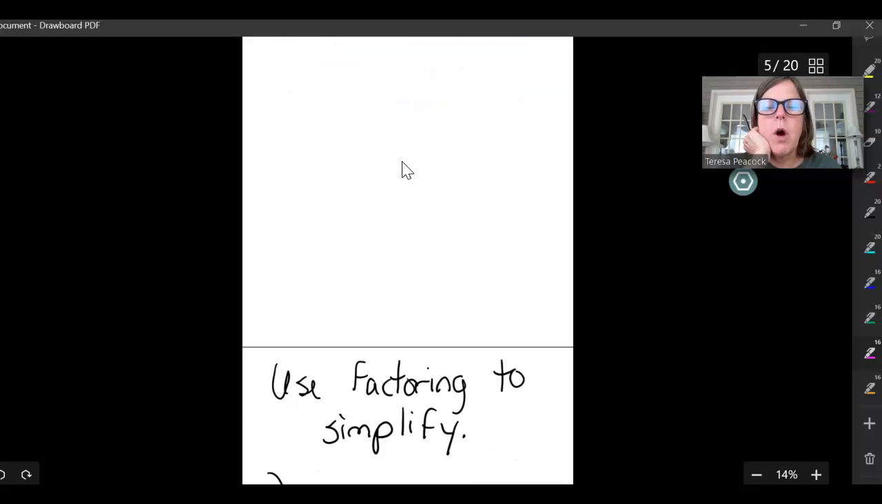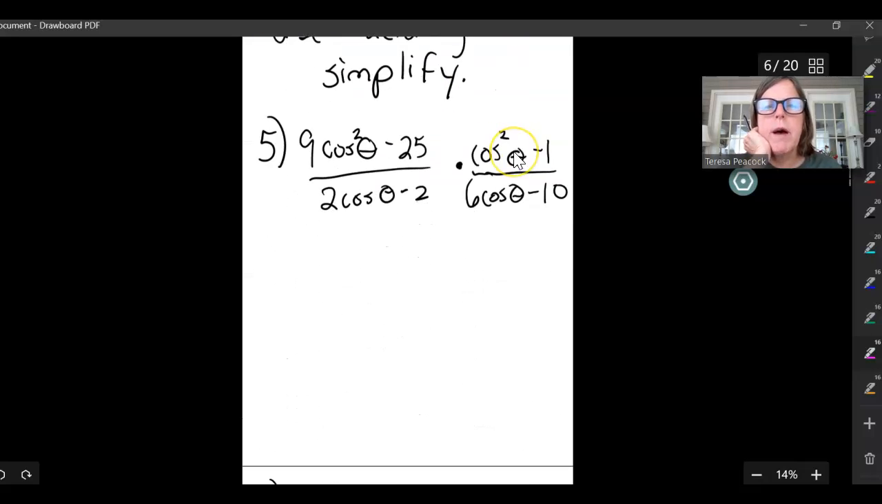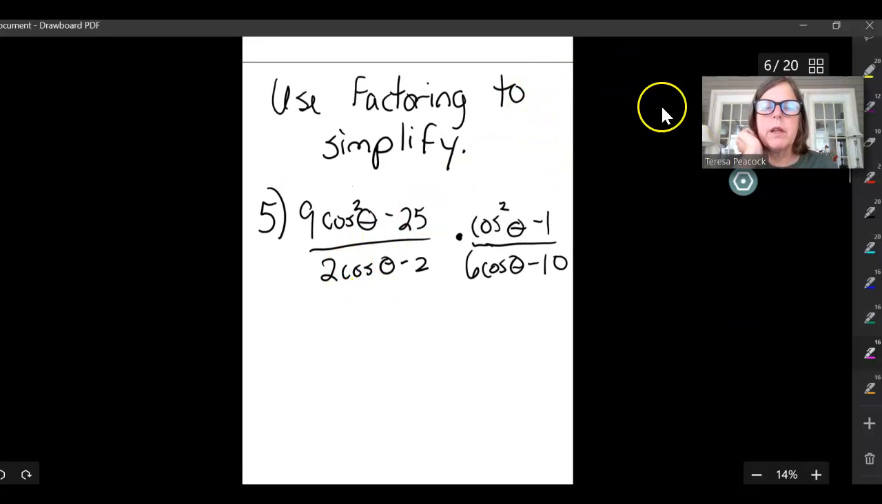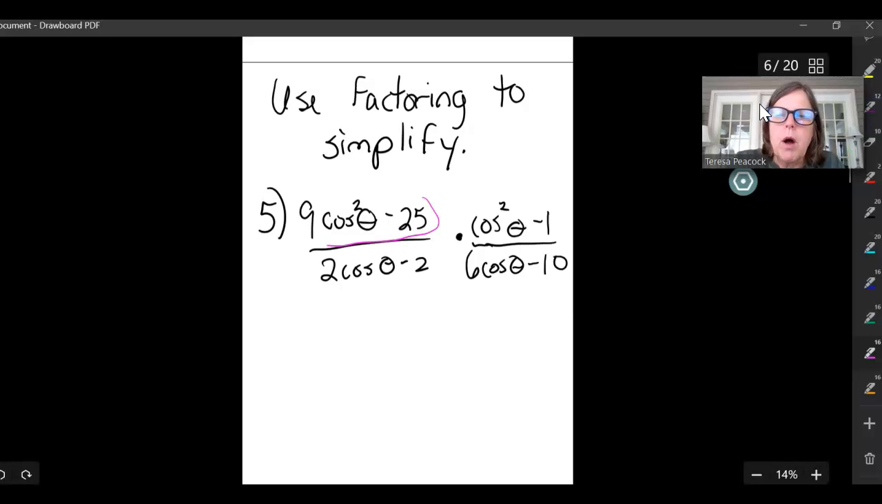Factoring is important in solving equations, which we'll get to later, but also in simplifying. So here's one where we could factor numerators and denominators and possibly get something to cancel out. Let me show you this one. If we just look at this problem, that is a problem in the form a squared minus b squared. Okay, so I can break that up.